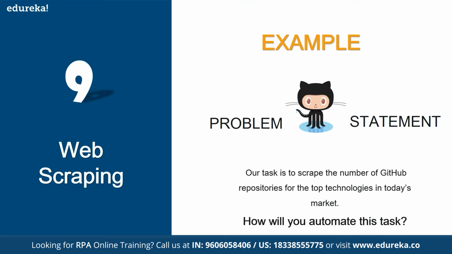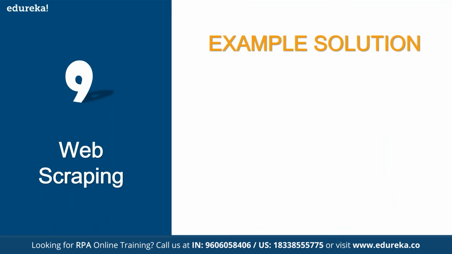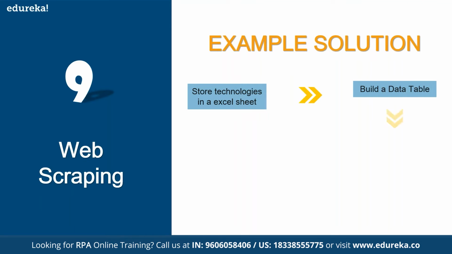Okay, this is just an example. You have a task where you would like to extract the top technologies in the market right now, which are associated with GitHub repositories. You would like to extract this information. How do you do it? The solution, how you implement it, is this.